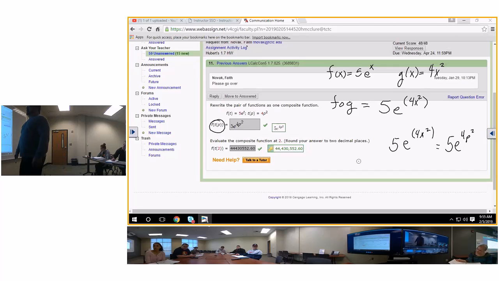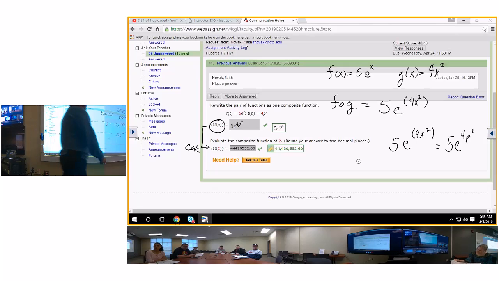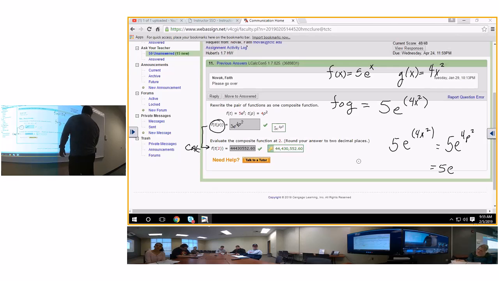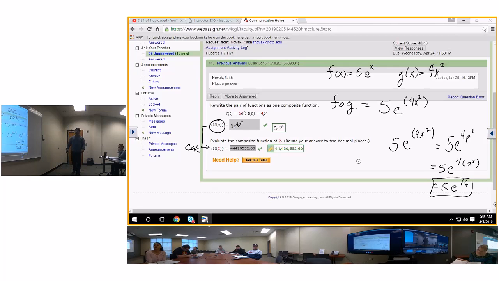Now, what does this mean? Anytime, this means right here, you're taking this function and you're plugging in a what? So this is a calculator drill right here. You don't have to do the calculator yet. 4, and then parentheses, 2 squared, and then that's going to be equals 5e to the 16th power. So you put that in the calculator and somebody check that to see if that's what you get.